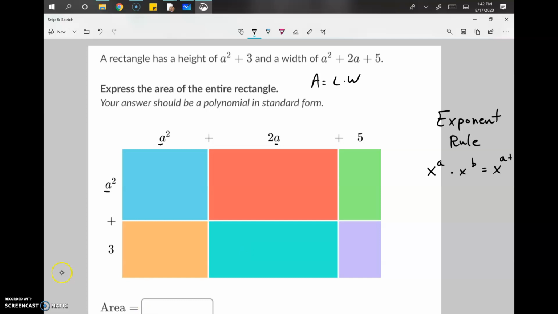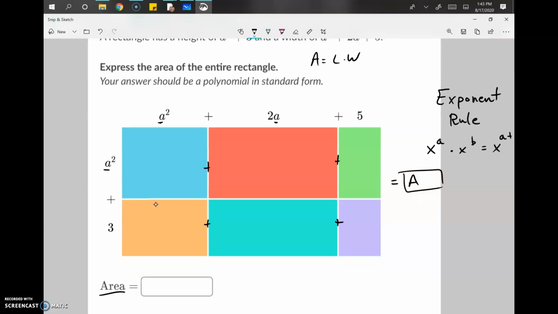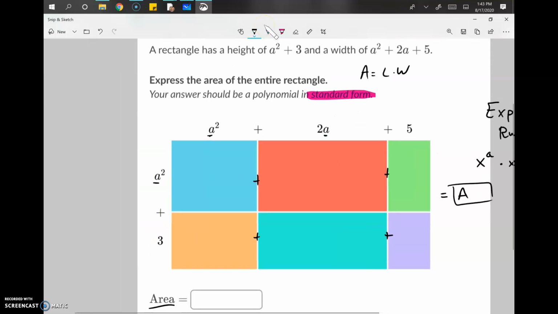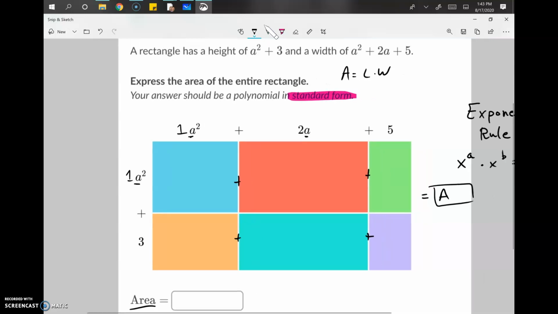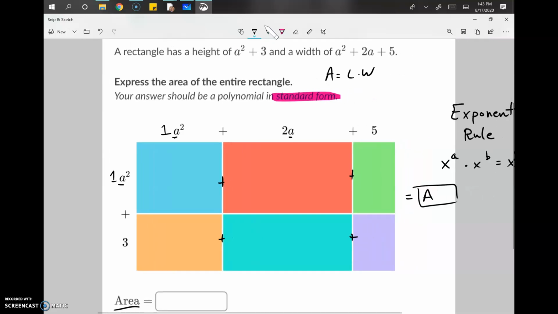So we're just going to multiply the length and the width of these small boxes, and once we have the area of the small boxes, we're going to add them all together to get the area of the entire thing. And we're going to write that down here, making sure we write it in what it asks us to, standard form, highest to lowest exponent. So let's go ahead and get into it. There's a lot of numbers, a lot of change. First I'm going to write the coefficients here. When I'm finding the area, essentially I'm just multiplying the boxes together.